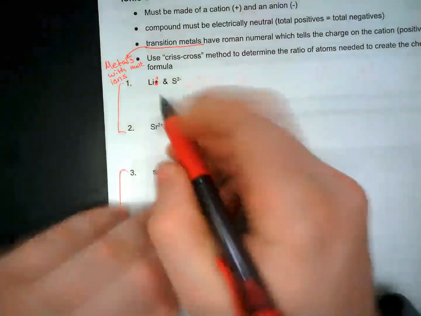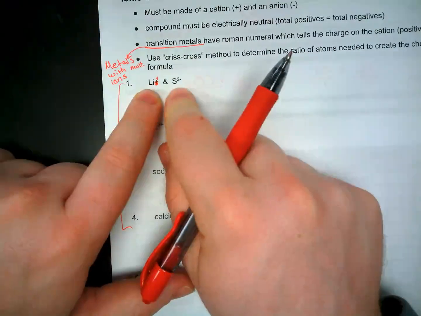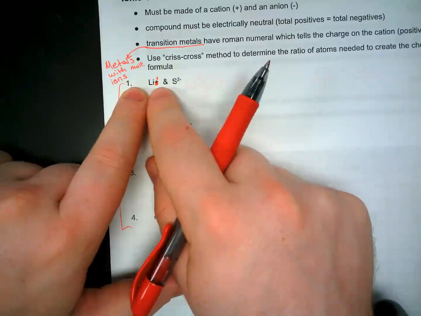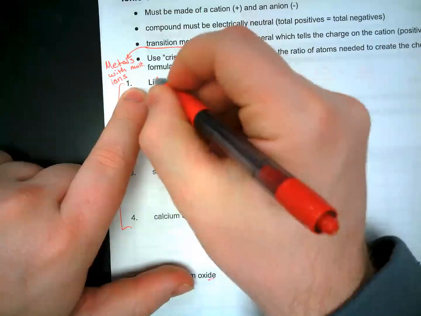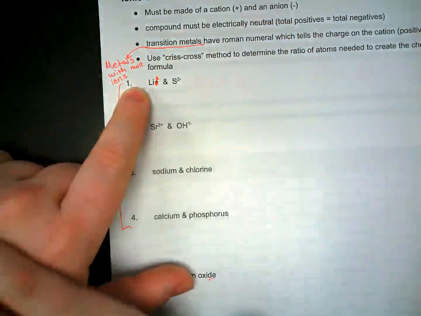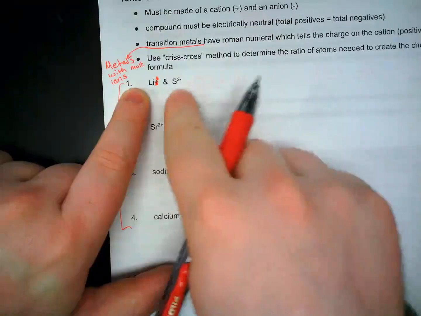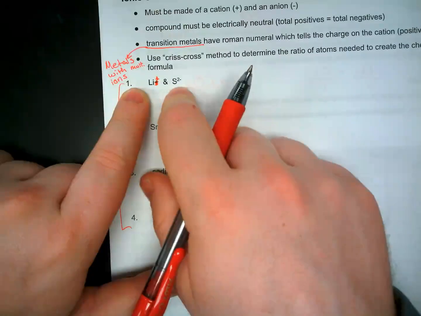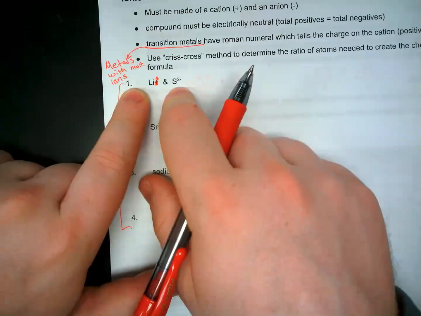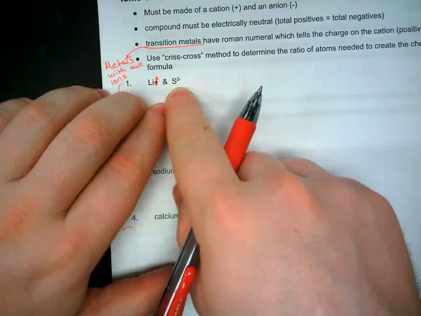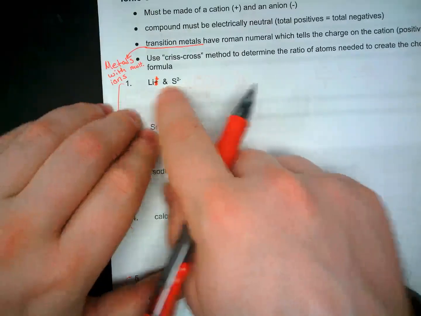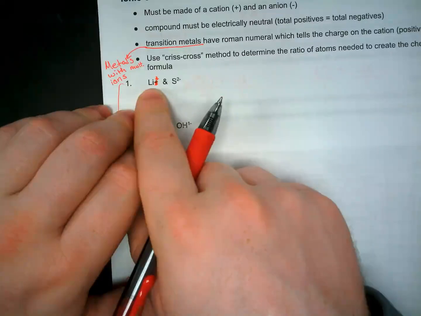So let's think of it this way. We've got lithium and we have sulfur. This lithium ion has a positive charge of 1. Sulfur has a negative charge of 2. So in order to balance them out, we can keep the sulfur at just the one single atom of sulfur, but we would need to have 2 atoms of lithium.